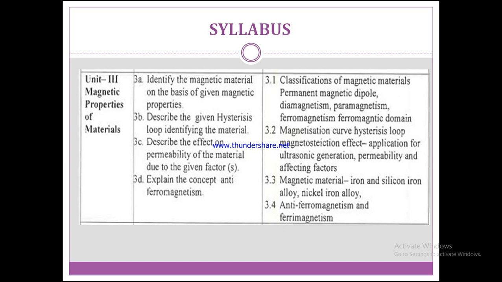The next topic is magnetization curve, hysteresis loop, magnetostriction effect, application for ultrasonic generation, permeability and affecting factors. The next topic is magnetic materials: iron and silicon iron alloy, nickel iron alloy. The last topic is antiferromagnetism and ferrimagnetism concept.